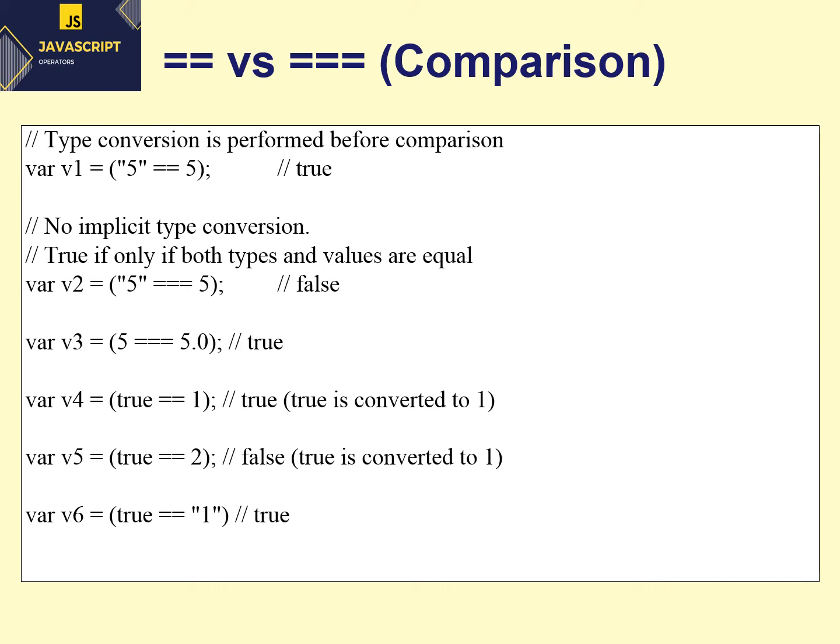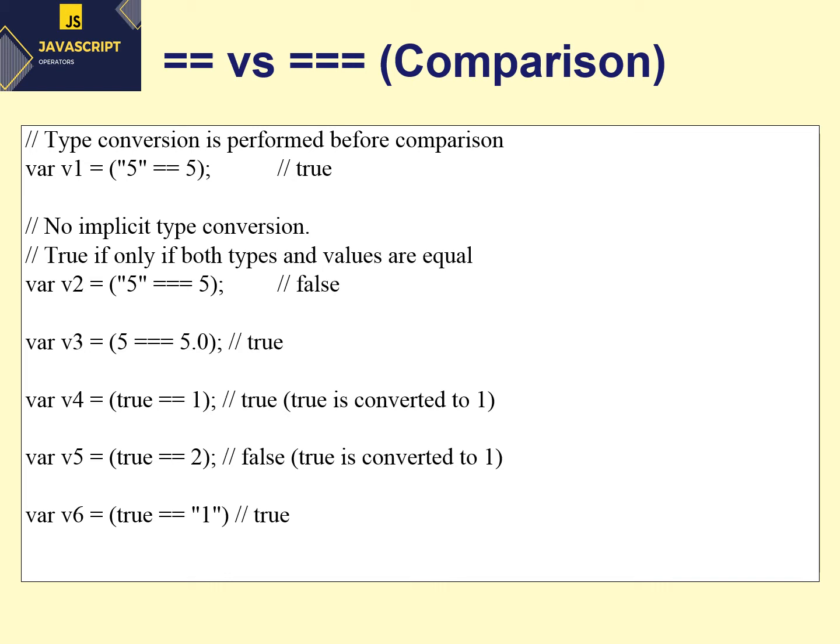So here what happens is one operand is true and another operand is 2. True is always treated as 1. So the expression becomes 1 is equal to 2. The comparison is false. So the fifth expression is a false value.